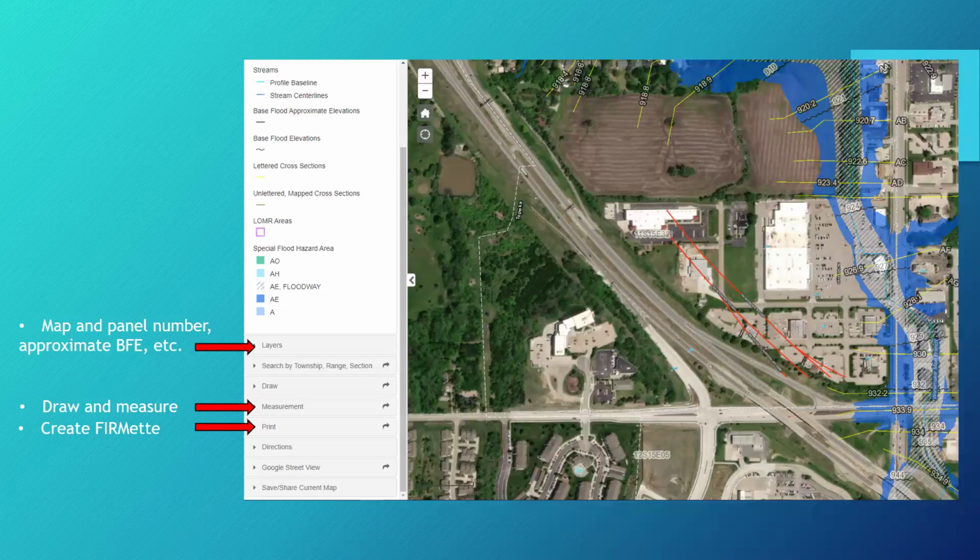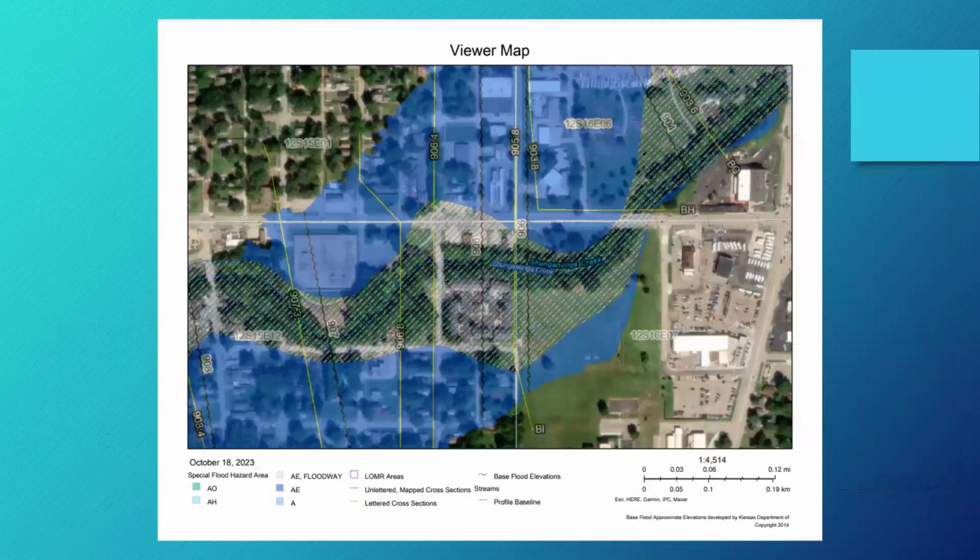And then we also have draw and measure tools in ours. That's something the National Flood Hazard Layer does not have. And then if you go to print, we come up with our own version of a firmette. It's the same function. So this is what that looks like. This is one that I created a while back. That's Shunganunga Creek. And then, of course, all the mapping information underneath and our own scale. So this is what our version of a firmette looks like.